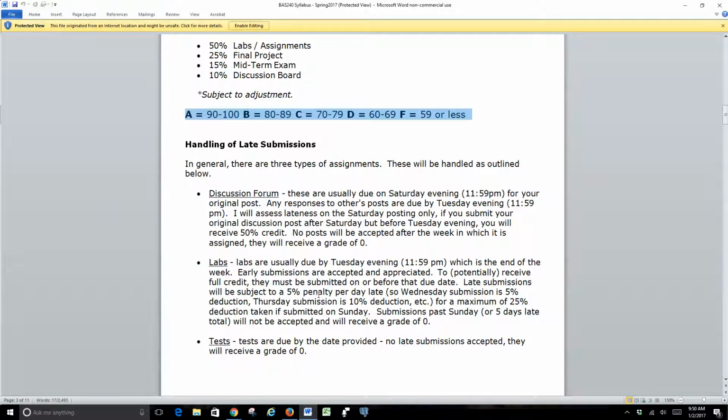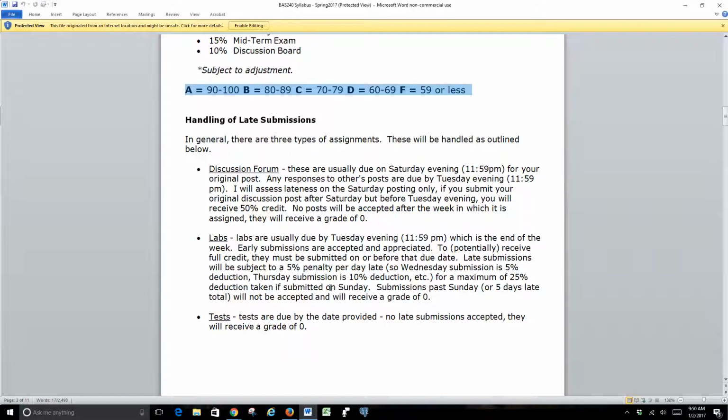The labs are due on, again, 11:59 p.m. on Tuesdays to receive full credit potentially. And then, of course, anything early is great. If you could do it on the weekend, that's awesome. I'll probably grade it ahead of time, and you'll be able to see what you're doing.